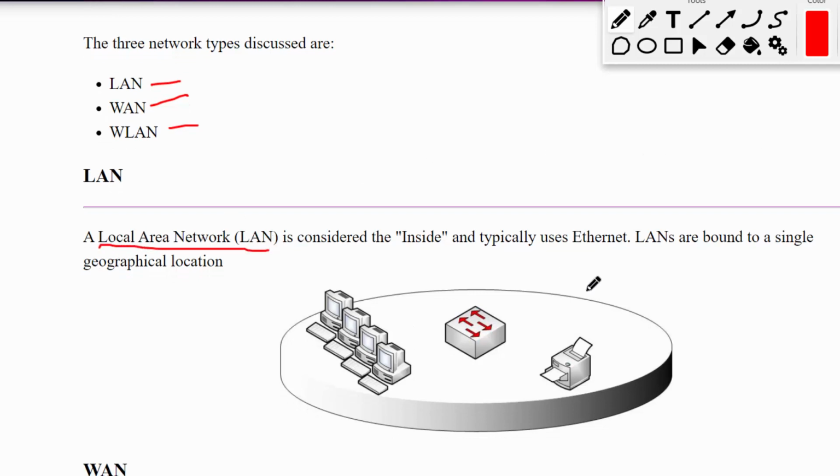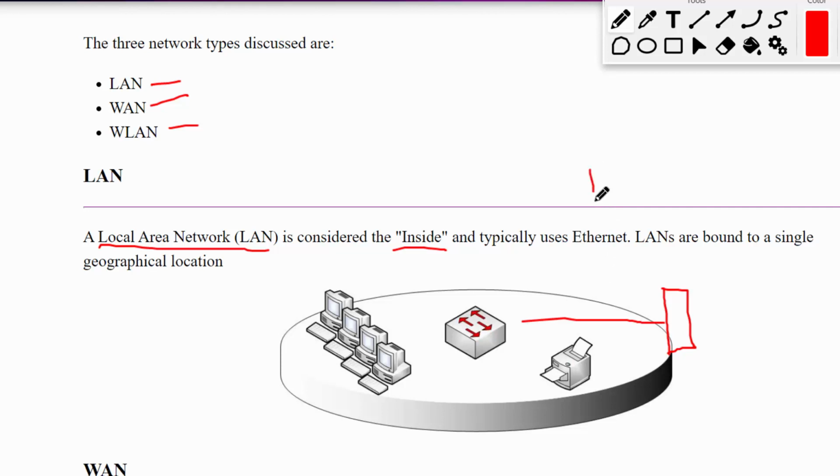When you think of this network type, I want you to think of your home network. And when you think of your home network, you should be picturing your modem, right? So we connect to that modem so that we can get internet access. And your home network, this is your LAN. So when we think of our LAN, we picture this as being the inside and the outside as being our service provider.